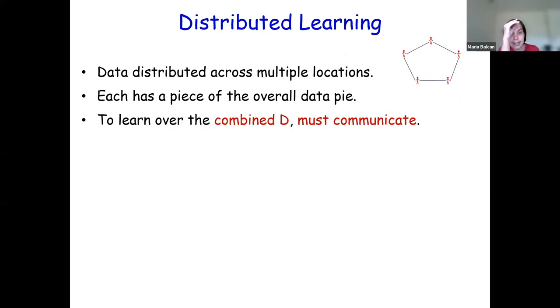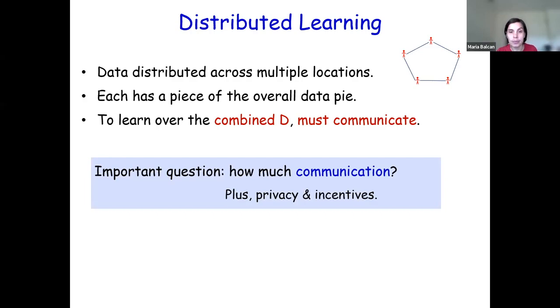Okay, so in such cases, the data is somehow inherently distributed across multiple locations, and each holder only has a piece of the overall data pie. And so to learn about the combined data distribution, of course, the data holders have to somehow communicate. Now, communication can actually be quite expensive, so it needs to be considered as an important key resource.